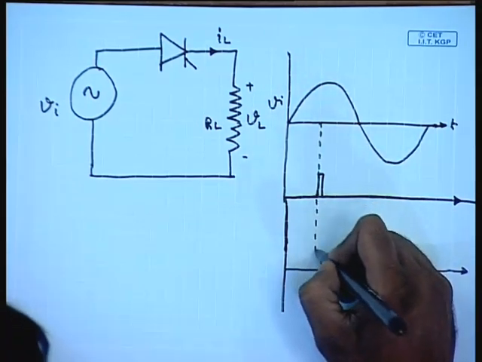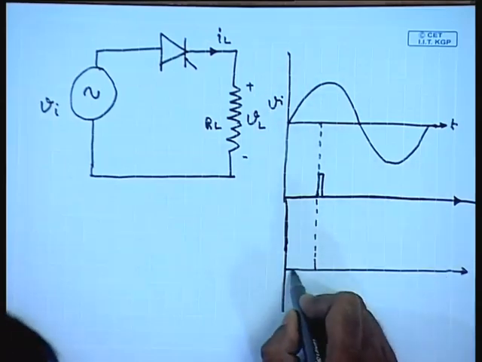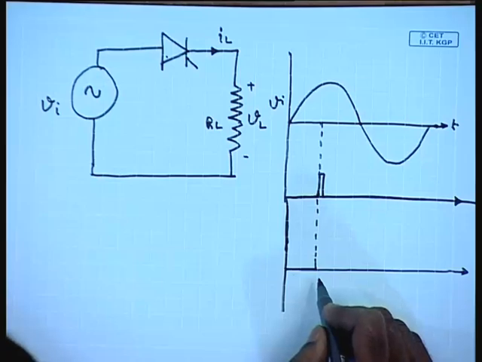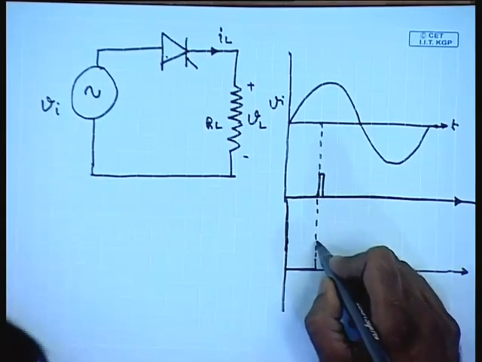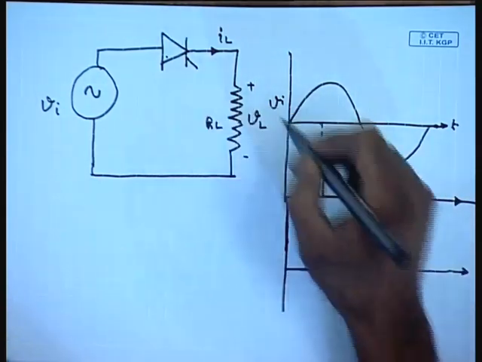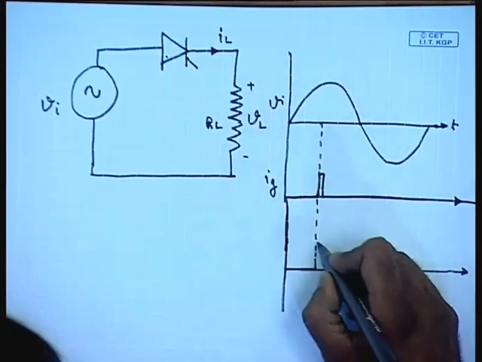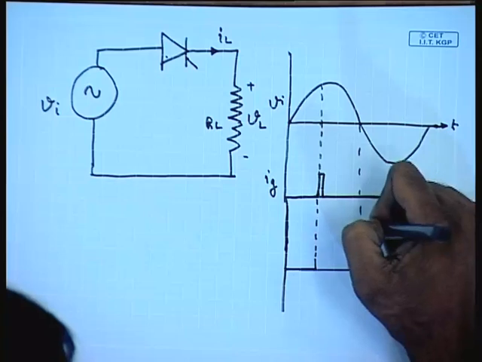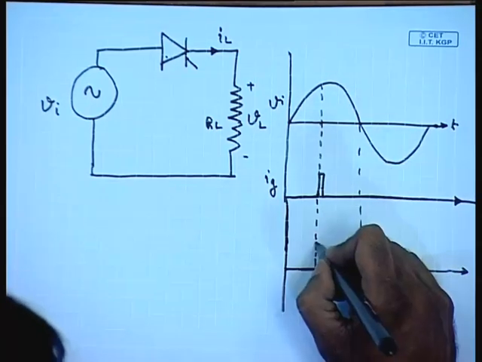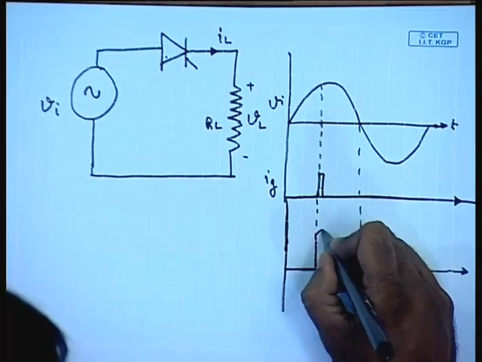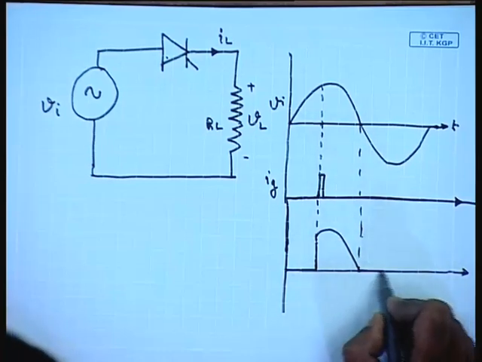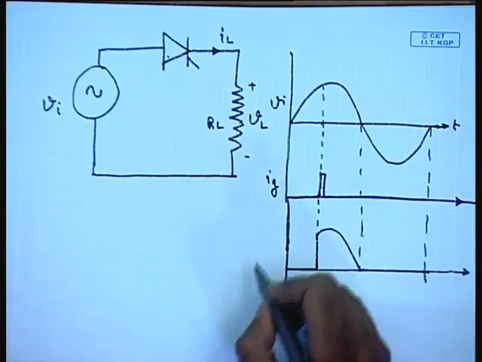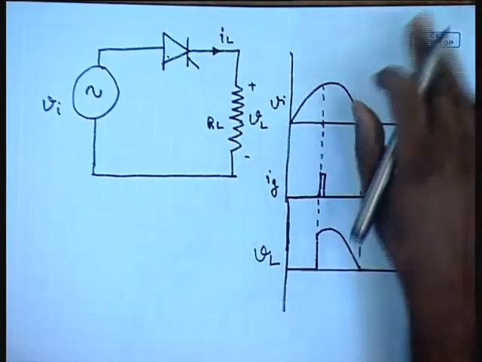In that case, VL up to this point, this device will behave as an open switch, and at this point when a large gate current is applied, then it will become a closed switch, and afterwards it will follow the input voltage. So, this is how the load voltage will look like.